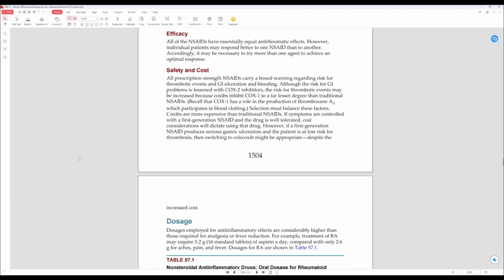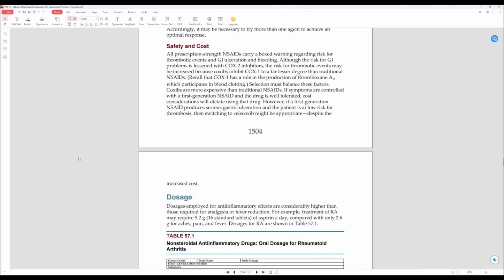Safety and cost. All prescription strength NSAIDs carry a boxed warning regarding risk for thrombotic events and GI ulceration as well as bleeding. Although the risk for GI problems is less with a COX-2 inhibitor, the risk for thrombotic events may be increased because COX-2 inhibitors inhibit COX-1 to a far lesser degree than traditional NSAIDs. Selection must balance these factors. COX-2 inhibitors are more expensive than traditional NSAIDs.